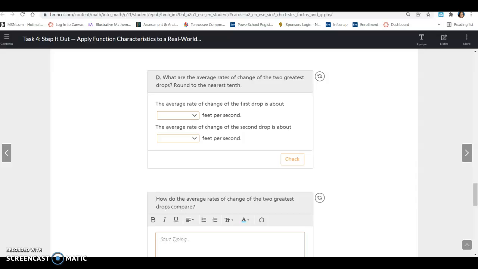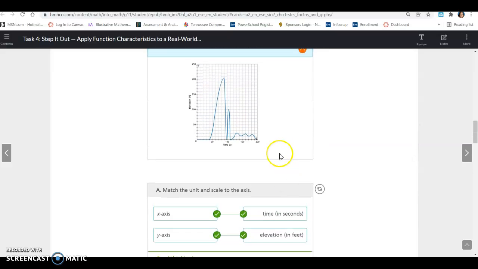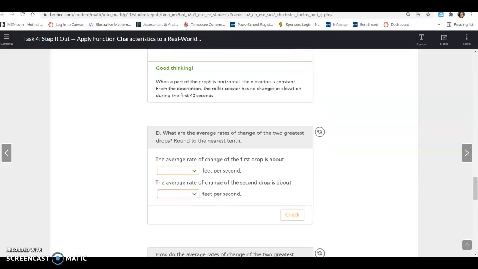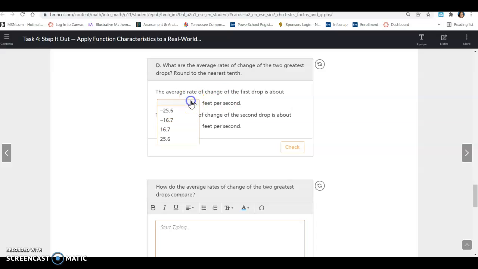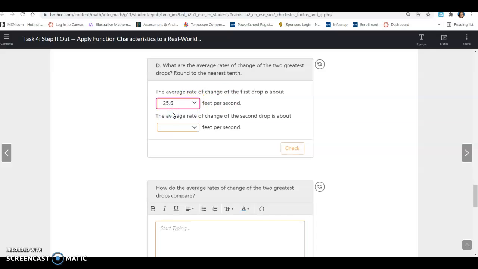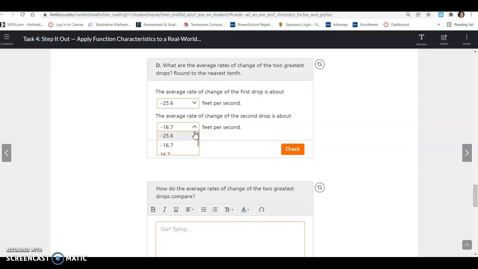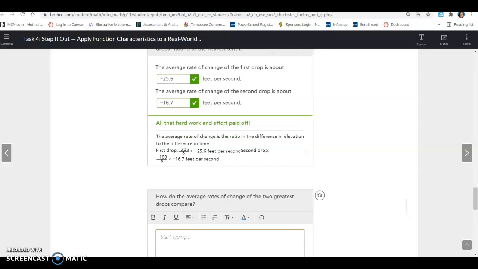All right, what are the average rates of change for the 2 greatest drops? Okay, so the average rate of change for this drop is going to be probably the largest rate of change. And then for this drop would be the second largest rate of change. So the average rate of change for the first drop is about, I would say, negative 25.6, because that was the biggest drop, so that would be feet per second. And the average rate of change for the second drop would be, all right, so we know it's going to be negative because it's dropping. So when the roller coaster is dropping, it has to be negative.